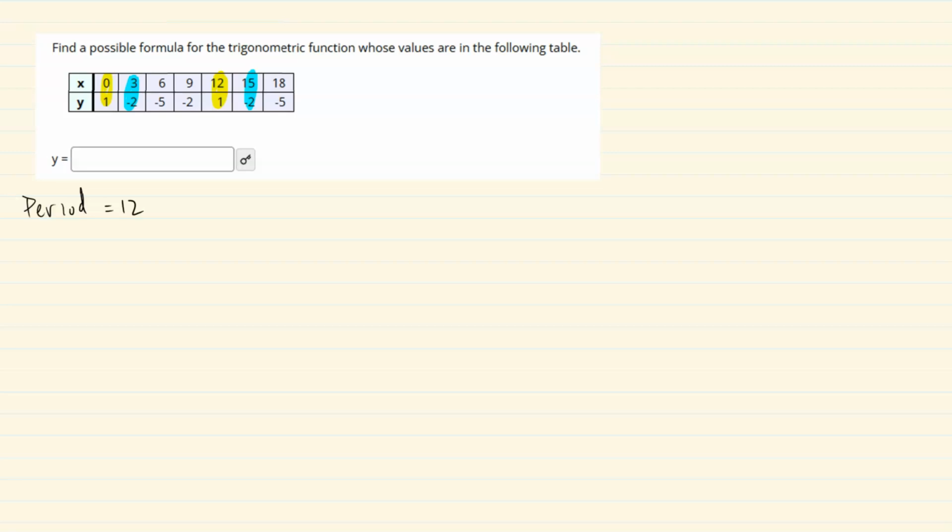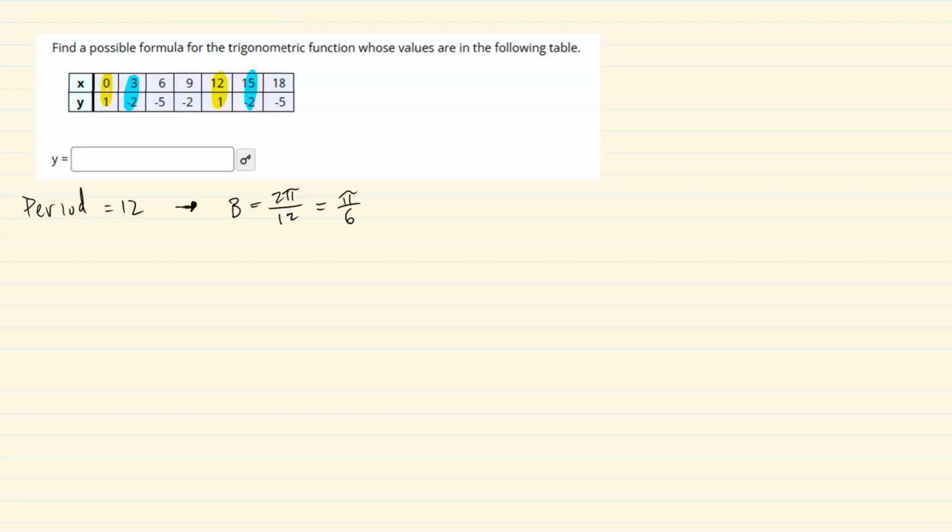So the period being 12 actually gives us our b value for our sine or cosine function. Pretty sure we have a sine or cosine function. So b is equal to 2 pi divided by the period 12, which equals pi over 6. Just noticing that pattern gives us our period, and as a result our b value. We'll figure out which function it is.